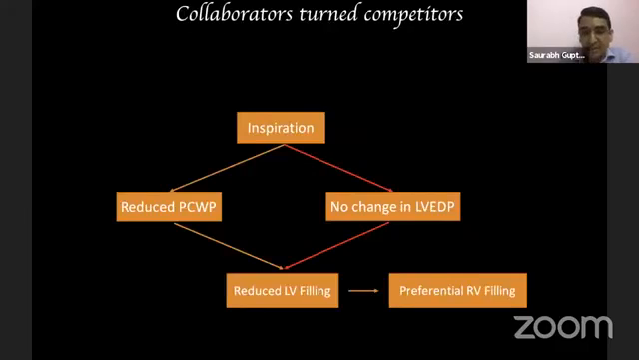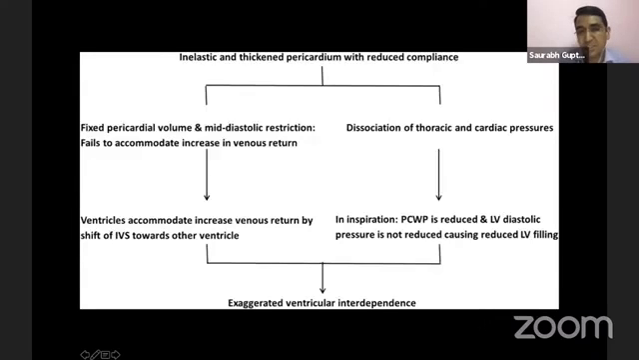Something else happens. During inspiration, what happens? There is reduction in pulmonary capillary wedge pressure. There is no change in LV EDP. So the reduced LV filling happens. Now, if you notice here, the pulmonary capillary wedge pressure is reducing, but the cardiac pressures are not reducing. That is what I meant when I said that the intrathoracic pressures are not reflected onto cardiac pressures. And therefore, inspiration has preferentially RV filling, and the reverse happens during expiration.